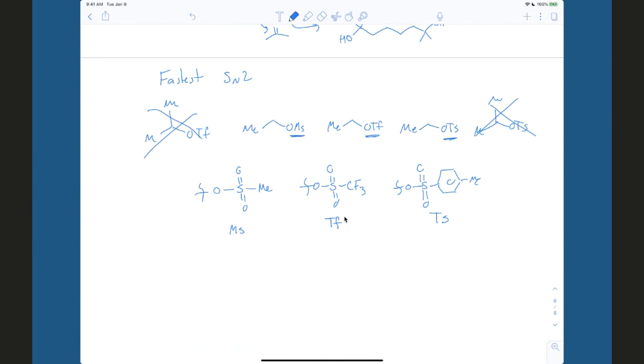And so the reason that the triflates end up being the most reactive is that the CF3 is very electronegative. It's going to make a big dipole, which is going to take electron density away from this oxygen. So that means that this type of leaving group, and one way to look at the rates of reaction is how good is the leaving group.